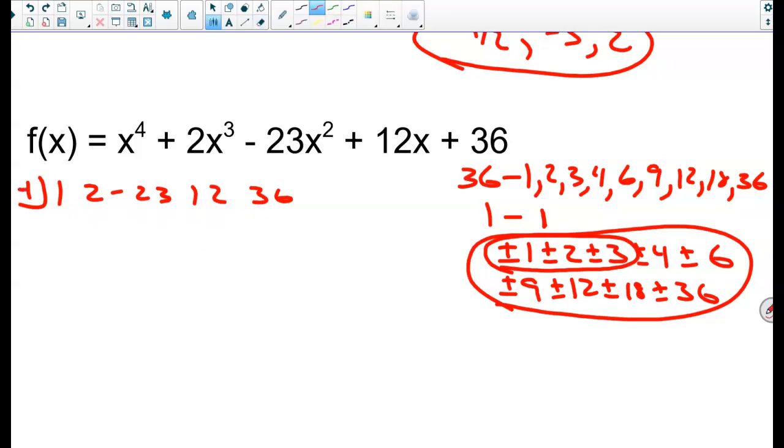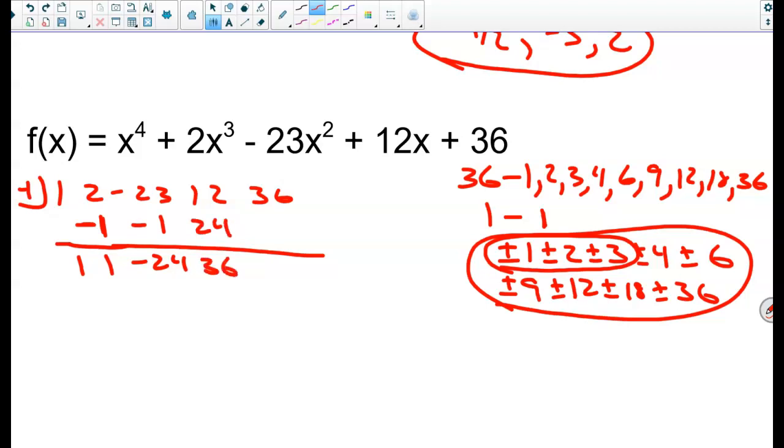Okay, let's try negative 1. Drop the 1, we have negative 1. So 2 and negative 1 is 1. Negative 1, we get negative 24. Here we get a positive 24, that's 36. Negative 36, we get 0. So negative 1 works.